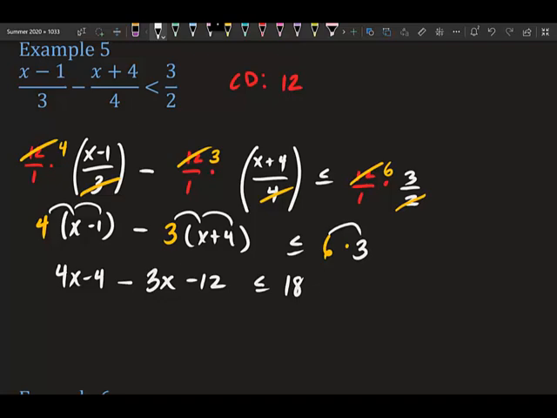So from here, I want you to go ahead and pause it and try to solve it. I know you can. Okay, pause it. All right, hopefully you paused it. Let's keep going.